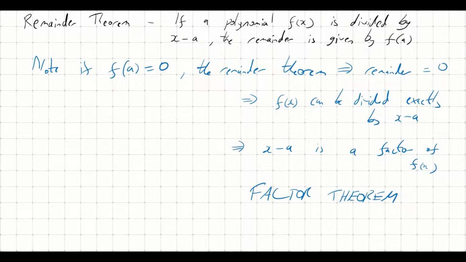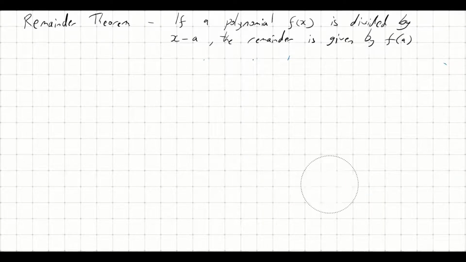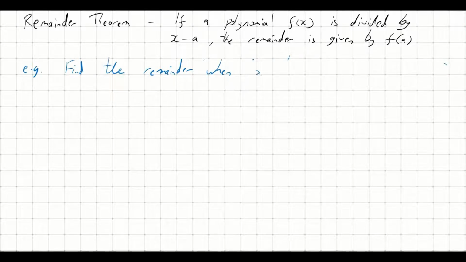Let's have a look then at an example that uses the remainder theorem. So our example is: find the remainder when x cubed plus 2x squared minus x plus 3 is divided by x plus 1.